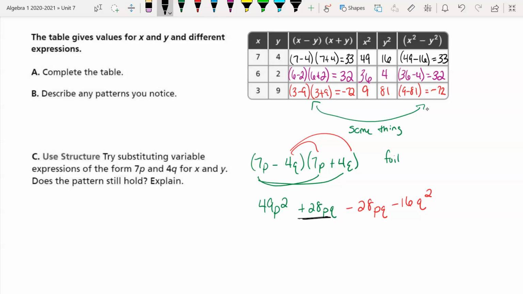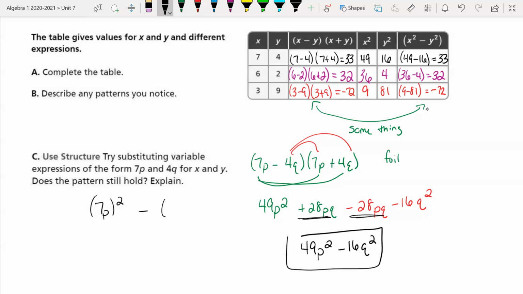But if you think about this, I'm going to combine the pq's because they have the same variables with the same exponents. Well, those are going to cancel, so my answer is going to be 49p squared minus 16q squared. Well, our pattern was saying that 7p squared minus 4q squared was going to be my answer. 7p squared is 49p squared, and 4q squared is 16q squared. So the pattern still holds true even if it's not a number. So even if we have variables with a different leading coefficient in there, it's going to have the same pattern.